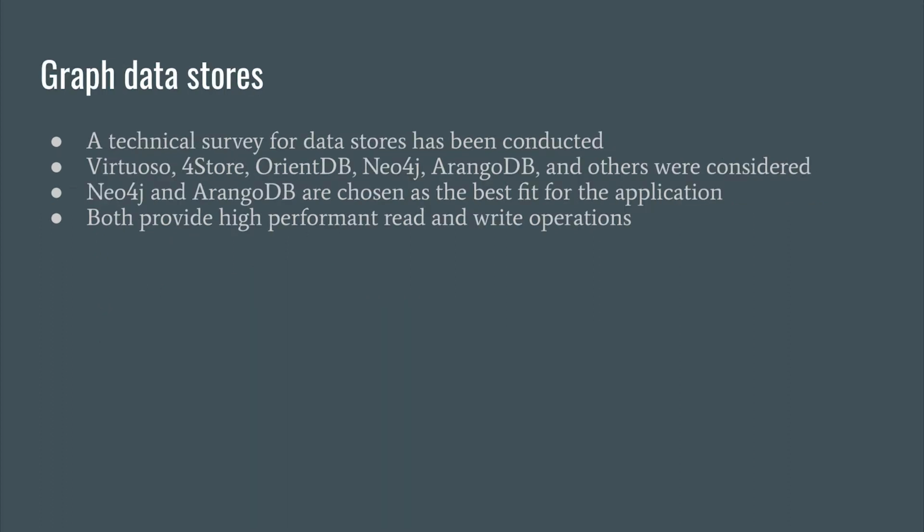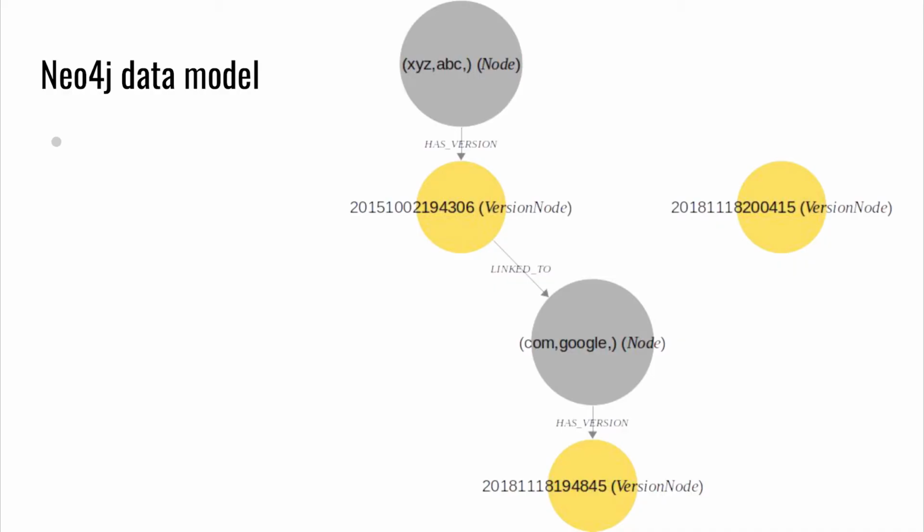A technical survey of different data stores, to find which most fit the application, has been conducted. Virtuoso, Triple Store, OrientDB and others were considered. Neo4j and ArangoDB are chosen as the best fit for the application. Both provide high-performance read and write operations for both retrieval and insertion requests. We designed a data model to support temporal data in Neo4j.